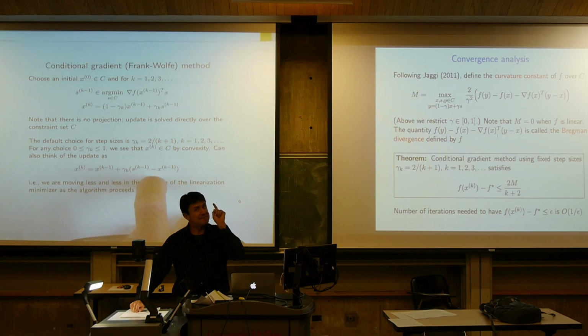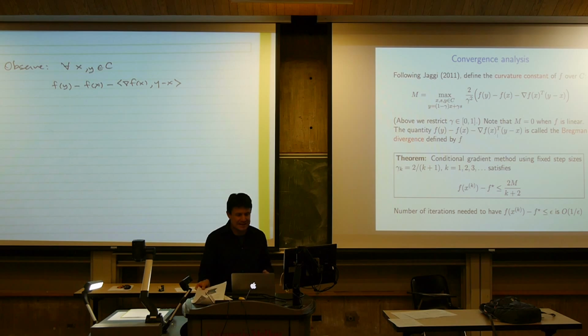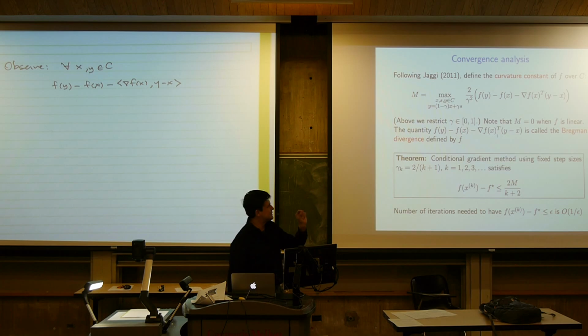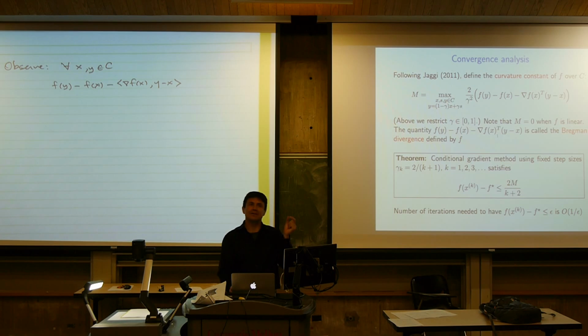So the closer the function is to linear, the better the algorithm should behave. That is reflected exactly in the bound that we get here. It turns out that the conditional gradient with the step sizes defined by gamma_k = 2 over (k plus 1) satisfies this inequality: f of the kth iterate minus f star is less than or equal to 2M over (k plus 2). So again, if M were 0, we would converge in one step.